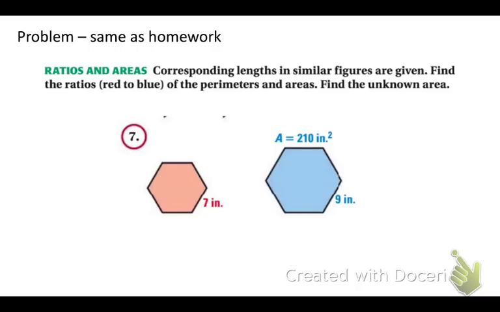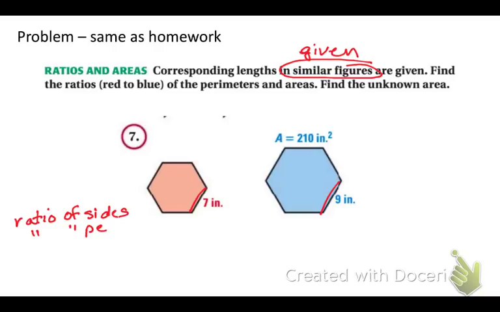So, this is a problem very similar to one you're going to have on the homework. So, you're told corresponding lengths in similar figures are given. Okay, given. So you know these are similar figures, so all those rules are going to hold. Find the ratios, red to blue, of the perimeters and areas, and then find the unknown area. So we're going to go small to large as usual, and remember you only need one side to figure out the ratio of the sides and the ratio of the perimeters because they are similar. So here we have two sides. So our ratio of sides and our ratio of perimeters, okay, is going to be equal to 7/9. Okay. Our ratio of areas, ratio.